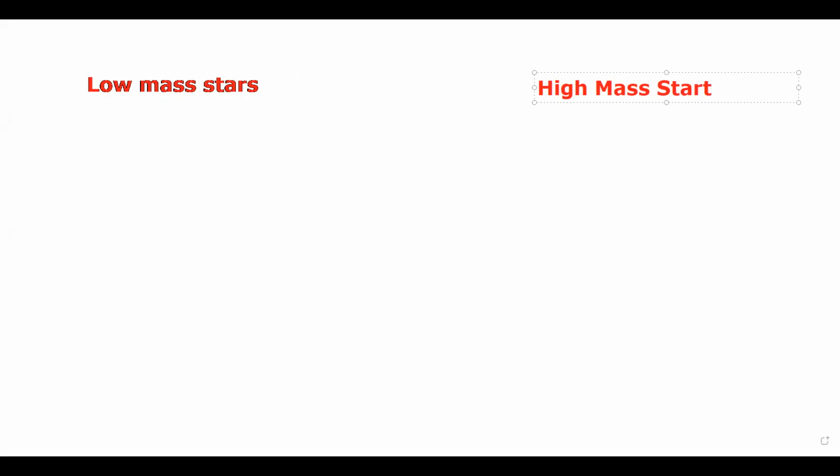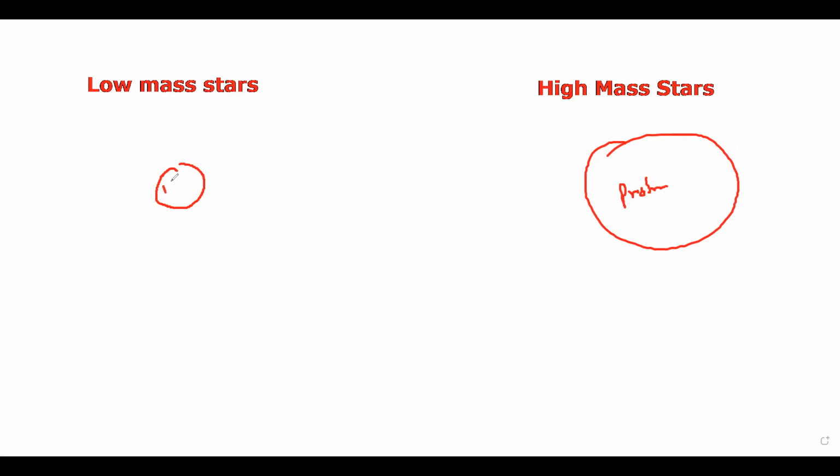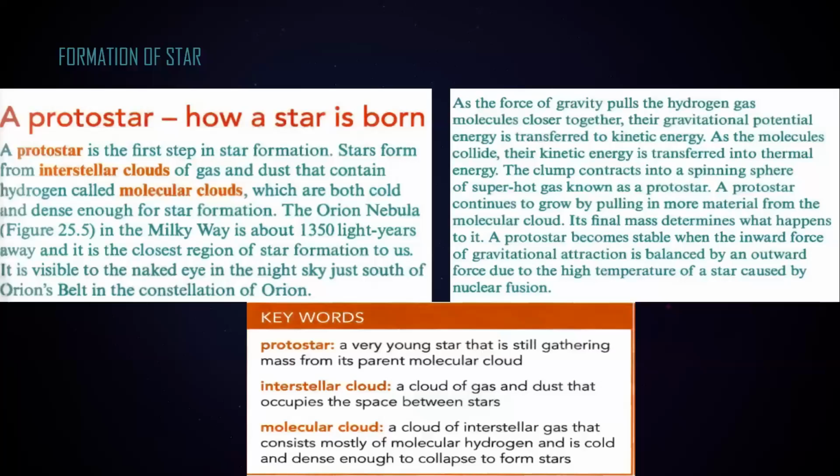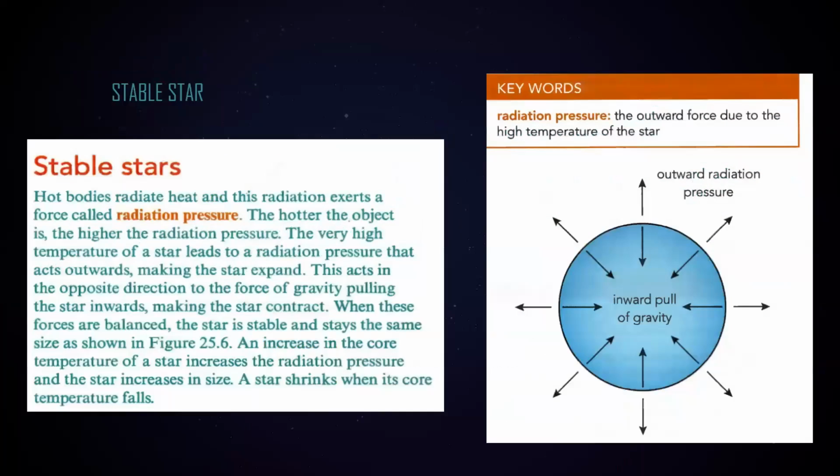The protostar is the same thing, but what is the main difference? A low mass star will have a small amount of matter in it, a smaller protostar. But a high mass star will have a greater size of the protostar, the first phase. So the cycle of the star depends on the initial mass. If it's a smaller mass like our sun, then it will have a different cycle compared to the massive star.